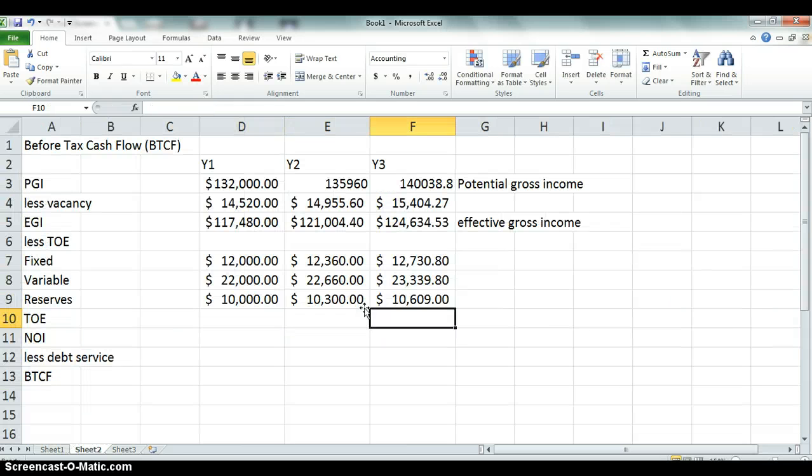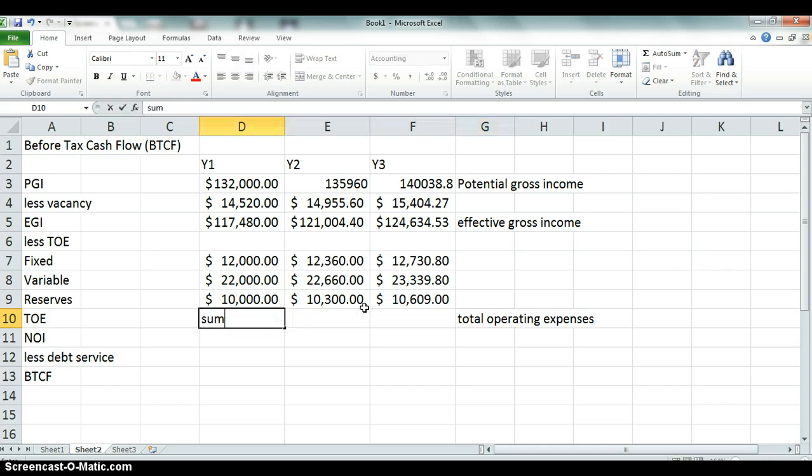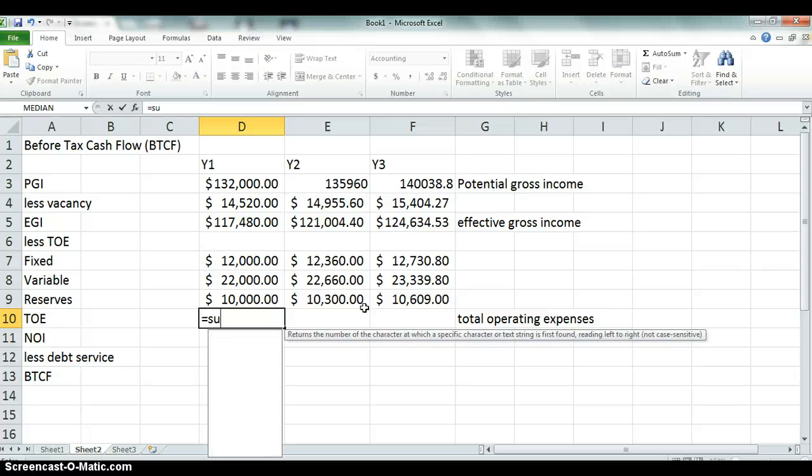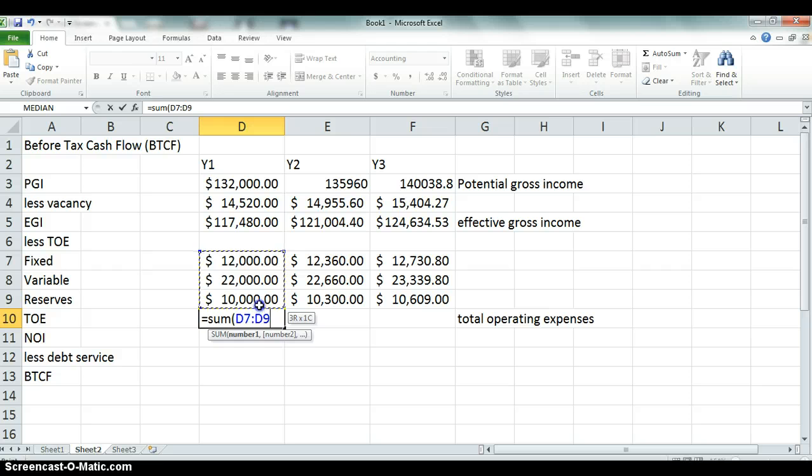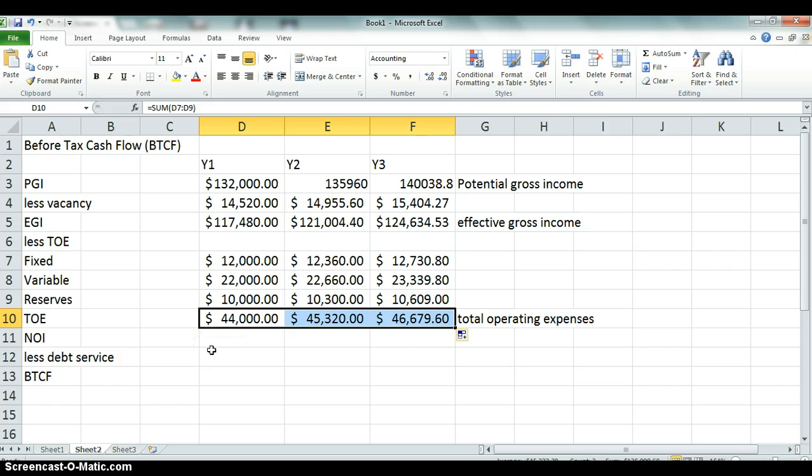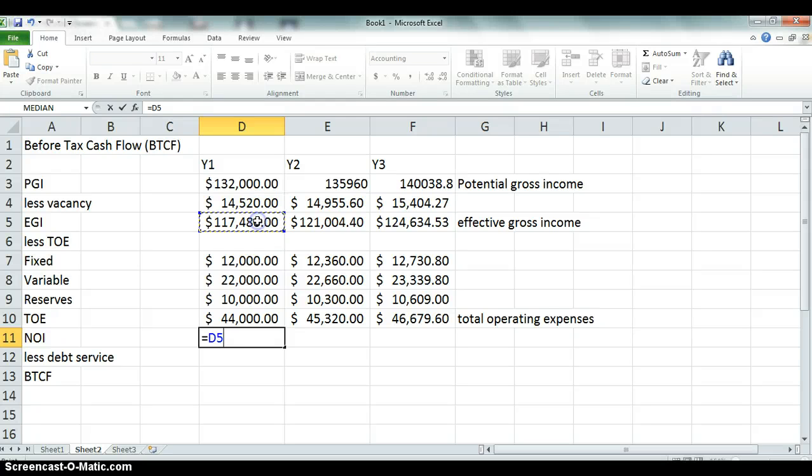Now for total operating expenses, we will add up all this information that we just calculated. We drag this down. Now for our net operating income, we will have effective gross income minus total operating expenses. We can drag this down.